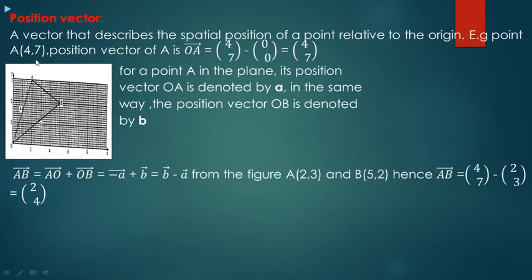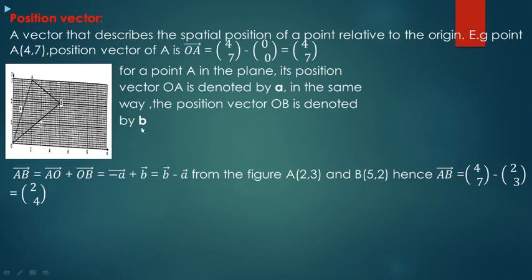Like the point (4, 7) in our previous case. The position vector of this point, which is our point A, is OA, which is (4, 7) minus (0, 0). Remember, O is the origin, which is (0, 0). So it is (4, 7) minus (0, 0), which is still (4, 7). For a point A in the plane, its position vector OA is denoted by a. In the same way, the position vector of OB is denoted by b.